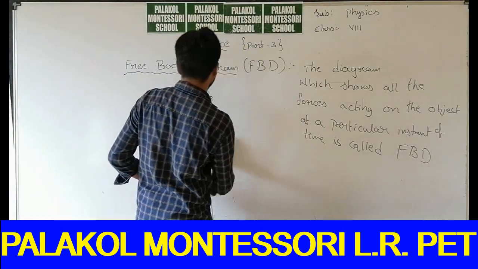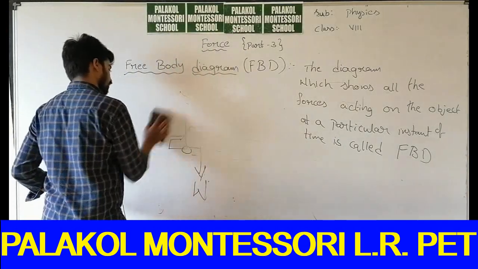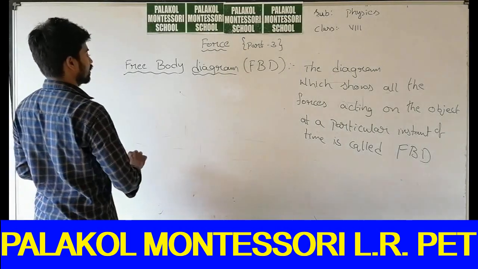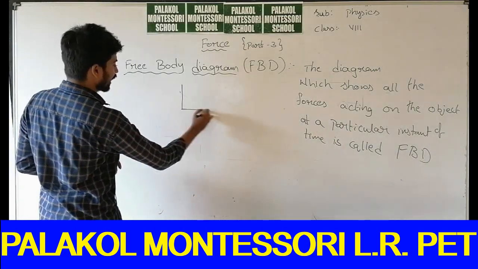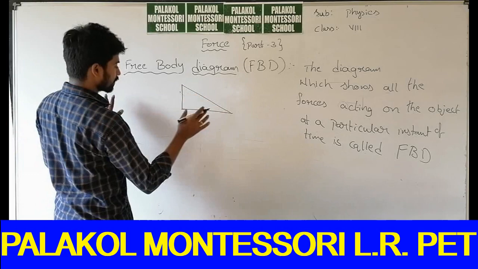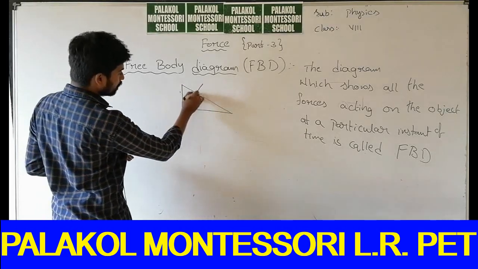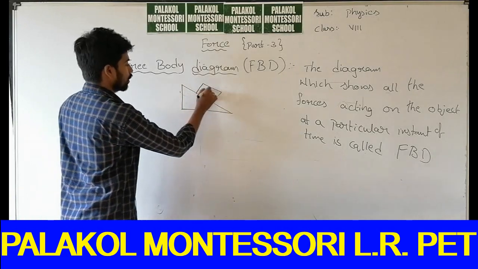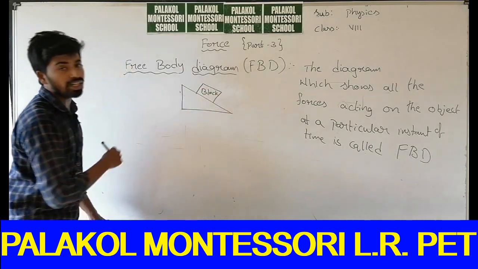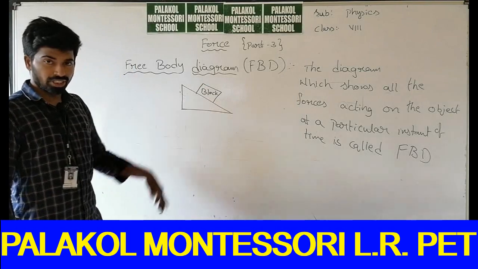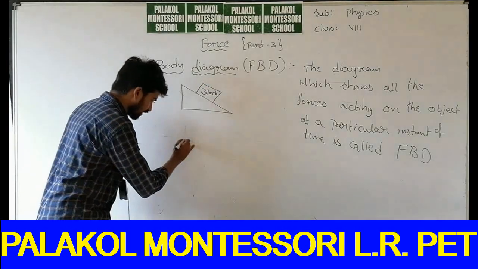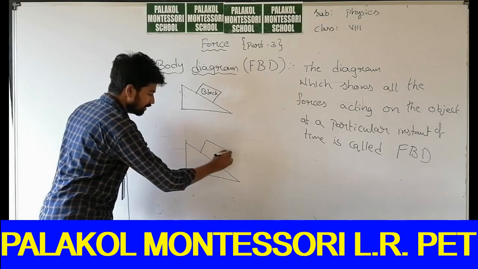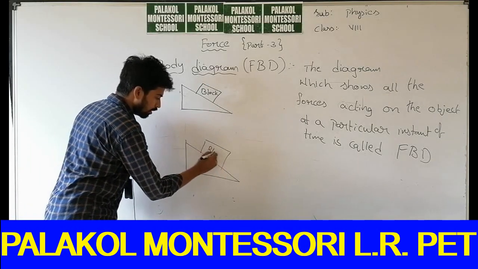So let us take another example. There is an inclined plane, and an object, a wooden block, is placed on this. This is the wooden block. Draw a free body diagram for this. So let us draw that. This is the inclined plane and this is the wooden block.